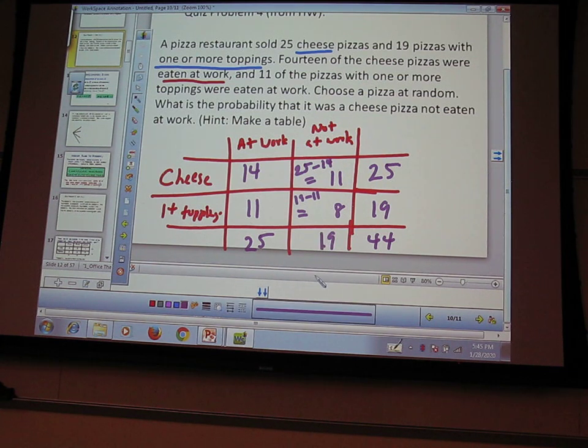Okay, all good? So the last question is, what's the probability of a cheese pizza not eaten at work? See, cheese, not at work, that's this. So 11 out of 44, which you could leave like that, or they're probably going to just simplify it to 1 out of 4, or 25%, most likely. Okay. Good. Do you guys need 15 seconds with your neighbors for this? No. Okay.